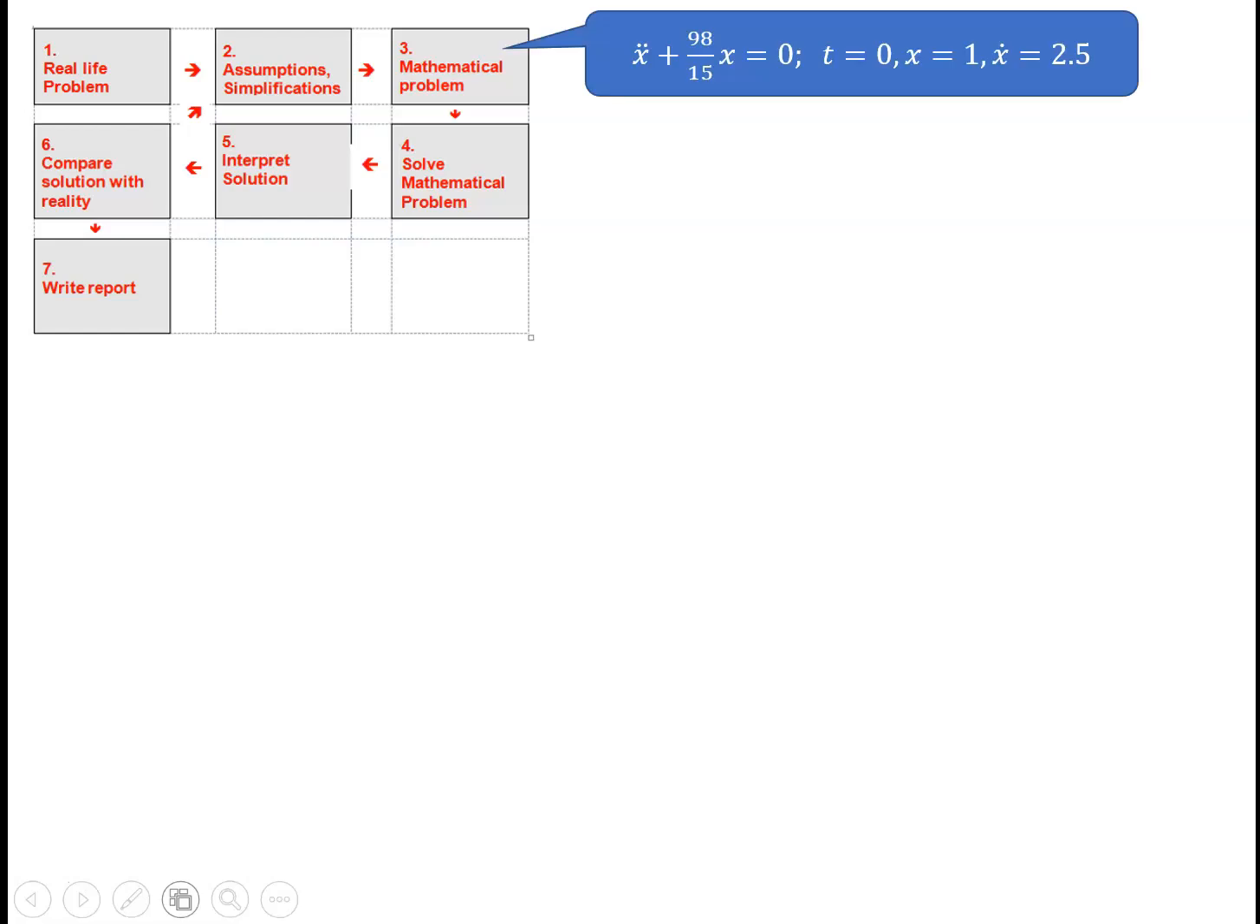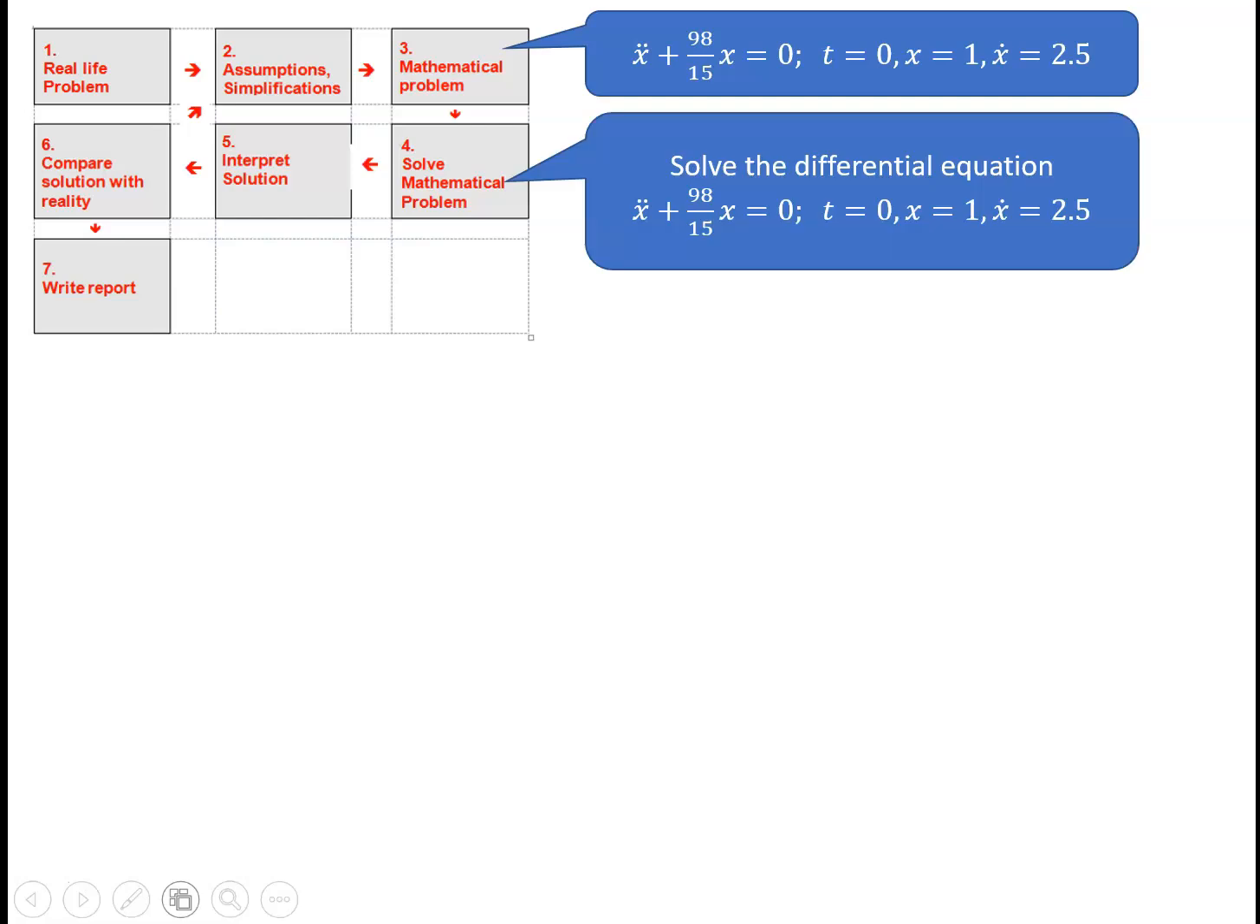So we've got the mathematical problem. It's x double dot plus 98 over 15 x equals 0, together with the boundary conditions that when t equals 0, the value of x is 1 and the value of x dot, that's the initial velocity, is 2.5. So solving the mathematical problem is solving the differential equation that we've just mentioned, subject to the initial conditions that we've just mentioned.